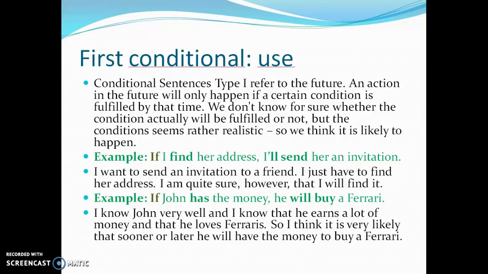For example, if I find her address, I'll send her an invitation. In this case, I want to send an invitation to a friend. I just have to find her address, and I'm quite sure that I will find it. Another example, if John has the money, he will buy a Ferrari. Now, I happen to know John very well, and I also know that he earns a lot of money and that he loves Ferraris, so I think it's very likely that sooner or later he will have the money to buy one.